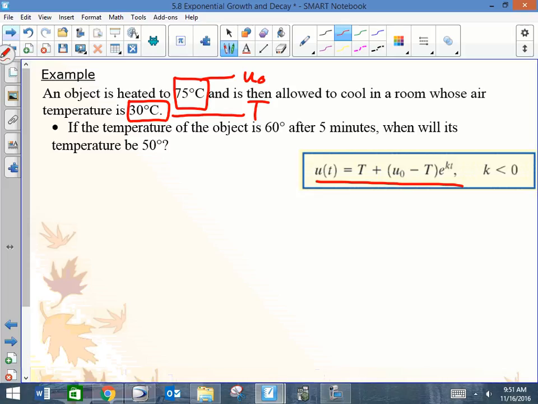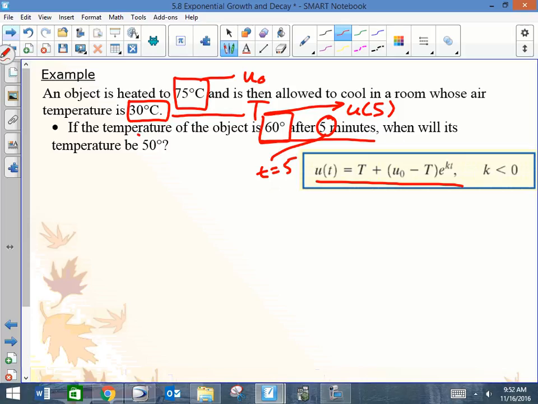If the temperature of the object is 60 degrees after 5 minutes, what is 60 degrees in terms of this equation? U of what particular T? How many small t's? 5. There you go. U of 5, of course, that's 5 then. Okay? So you got to start thinking what does that U of 5 mean? That means the temperature after 5 minutes.